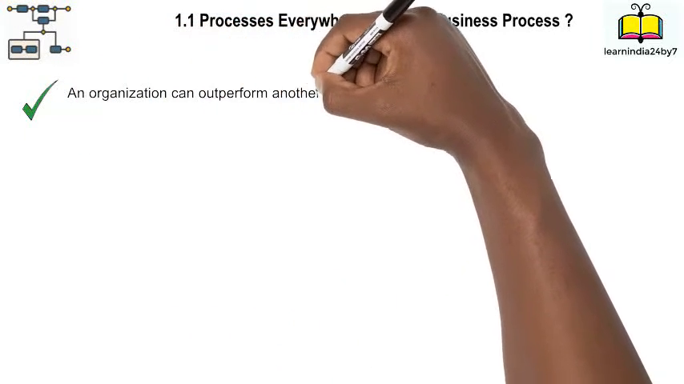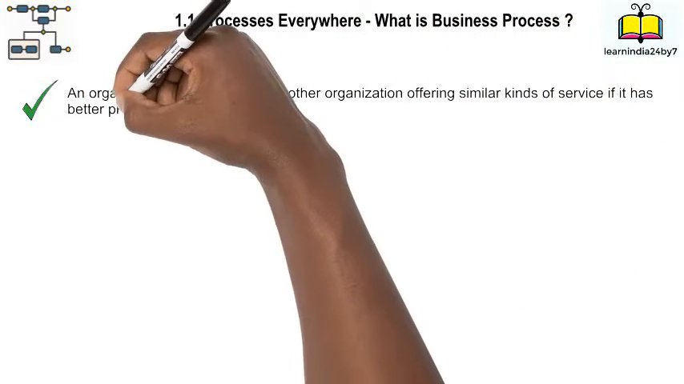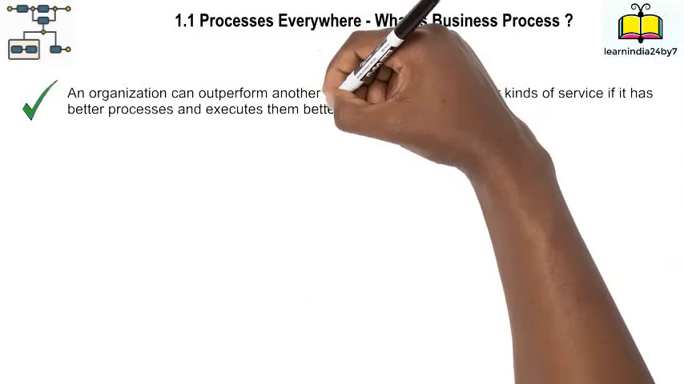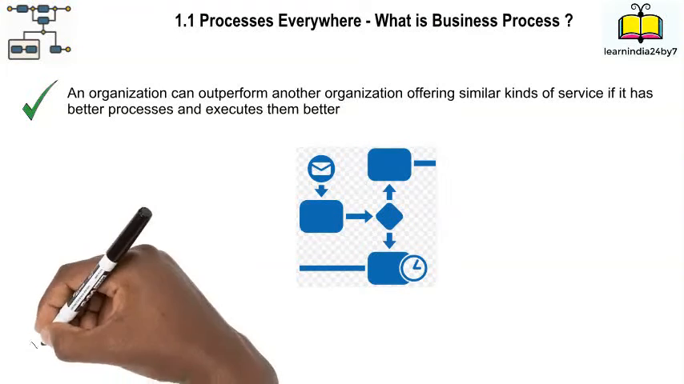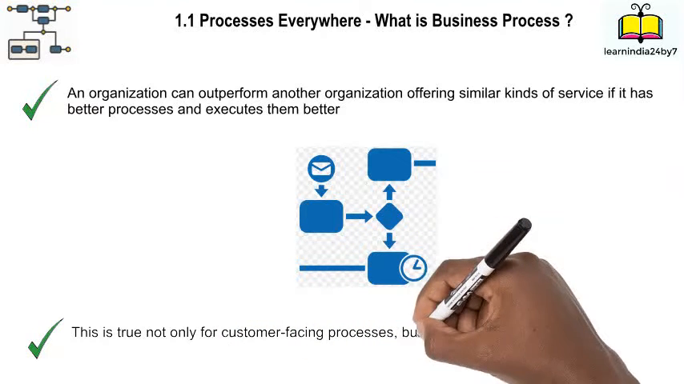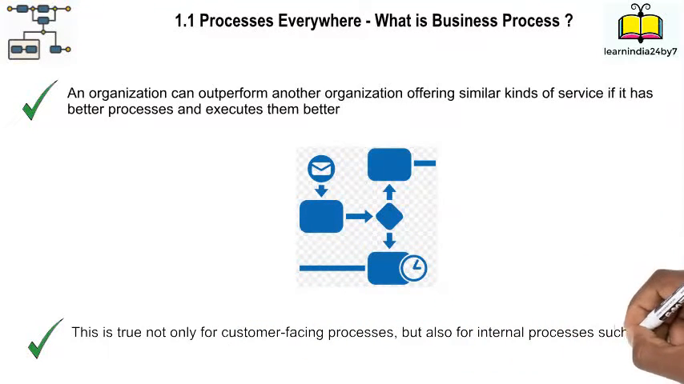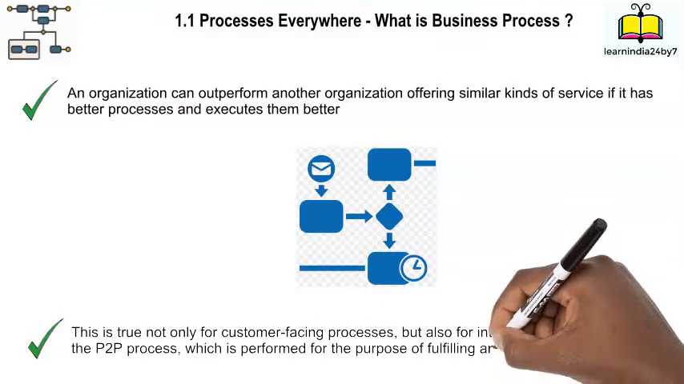An organization can outperform another organization offering similar kinds of services if it has better processes and executes them in a better way. This is true not only for customer facing processes but also for internal processes such as the P2P process, which is performed for the purpose of fulfilling an internal requirement.